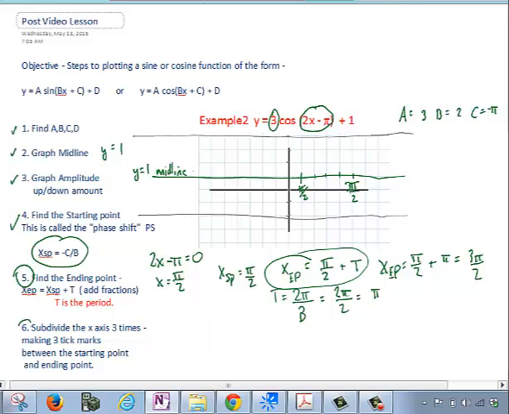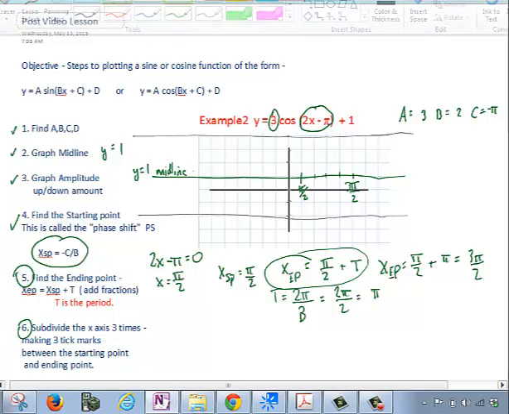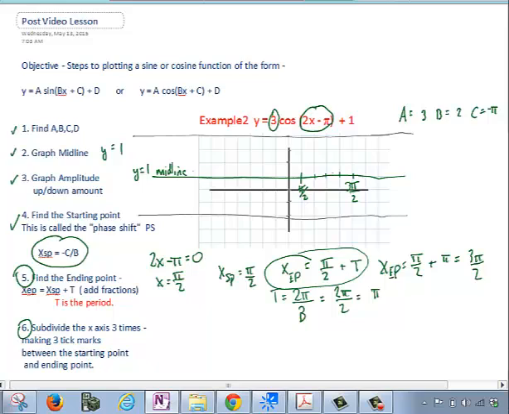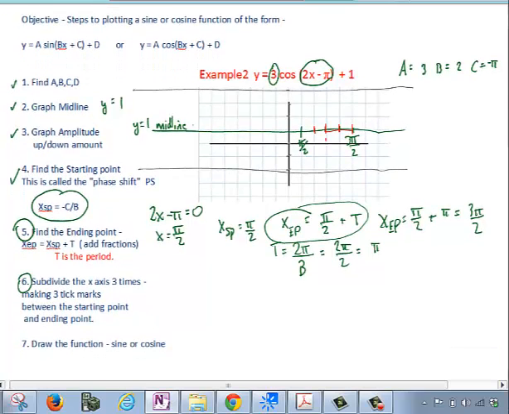And now I'm going to subdivide the x-axis 3 times. Remember, if you don't have graph paper, you have to do this. But because I have graph paper, I count out 4 equally spaced ticks from start to finish. Here's where my first one will go. My second one will go in between. The third one will go in this interval. So we have 4 nice evenly spaced intervals, and that's all I need to draw a nice accurate picture of my cosine function.